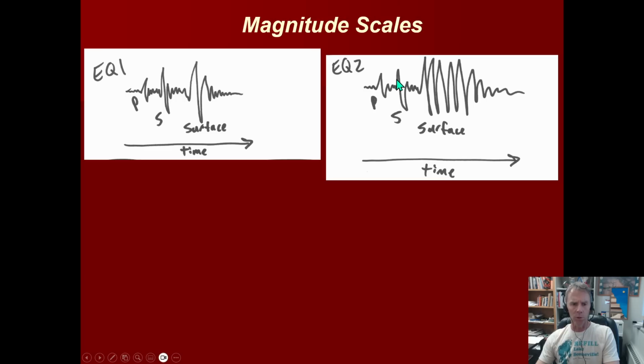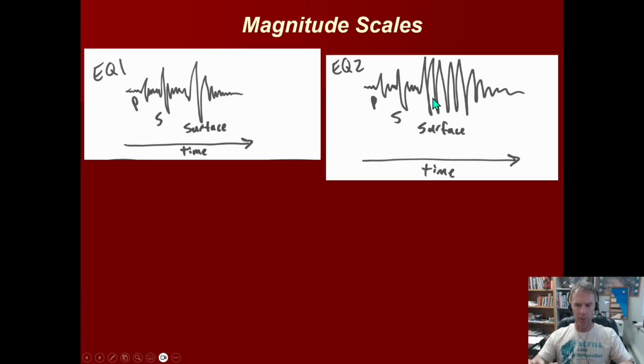Earthquake number 2 had sustained shaking. These surface waves were coming in with high amplitudes over some period of time, whereas in earthquake number 1, the surface waves came in but then dissipated quite quickly. And so it stands to reason that if you had to guess which was the more substantially larger or more destructive earthquake, you'd probably pick earthquake number 2, because the level of shaking from these large amplitude surface waves goes on for a lot longer.